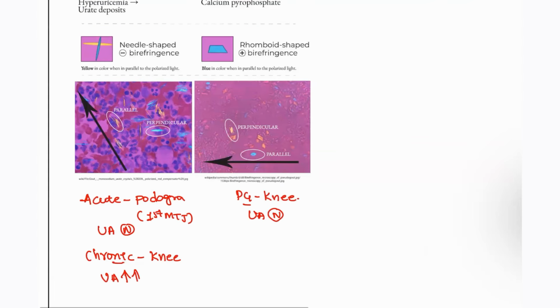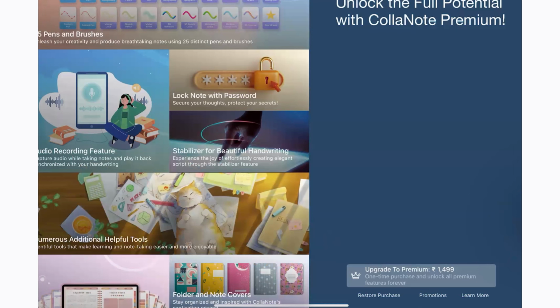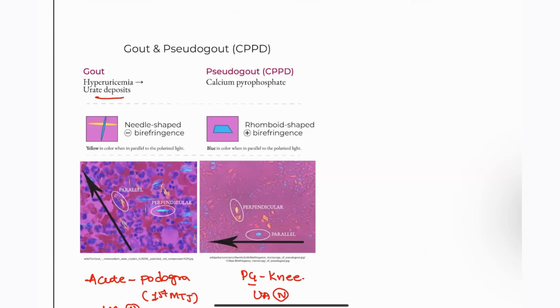Next, what are the crystals that are increasing in gout and pseudogout? In gout, the common one is hyperuricemia. The monosodium urate crystals are increasing in this patient. In the pseudogout patient, it is due to calcium pyrophosphate. Okay, this is due to calcium pyrophosphate. On histology, the needle-shaped negative birefringence you are going to see. Okay, this kind of needle shape you are going to see. In pseudogout, you are going to see rhomboid-shaped positive birefringence in this patient.